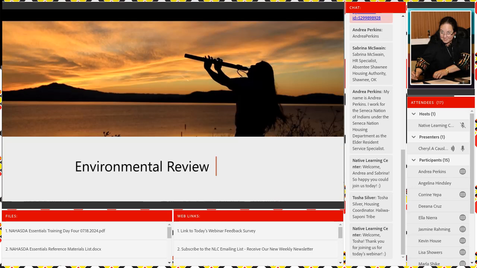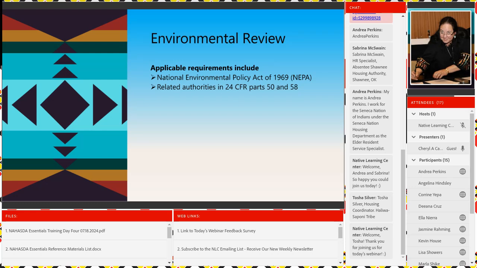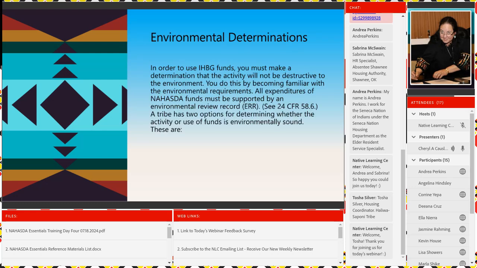Environmental reviews. The applicable requirements include the National Environmental Policy Act of 1969, which is NEPA, and the related authorities under 24 CFR 50 and 58. So for those environmental determinations, in order to use our block grant funds, you have to make a determination that the activity that you are undertaking is not destructive to the environment. You have to do it before you spend any money.